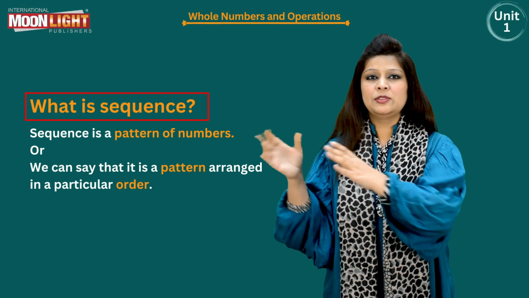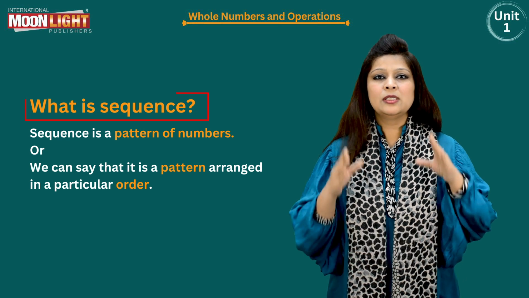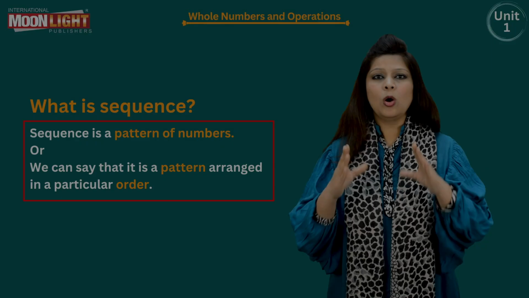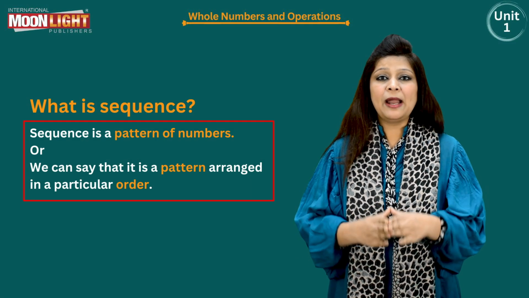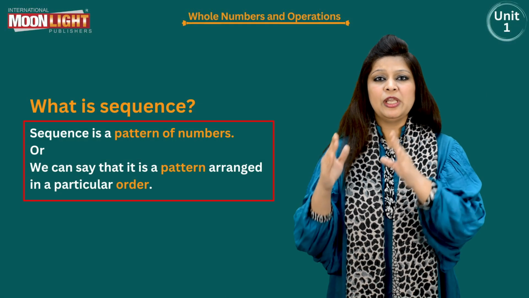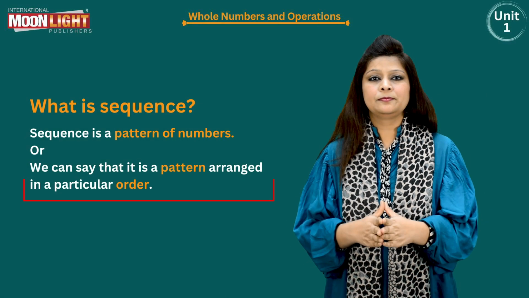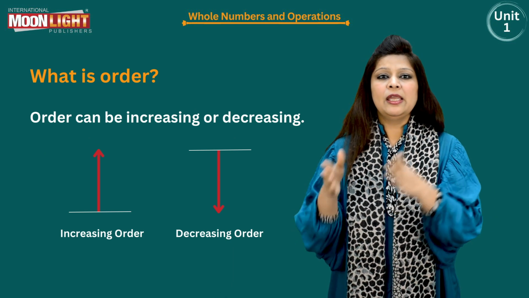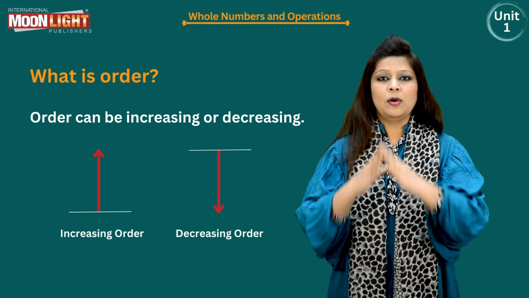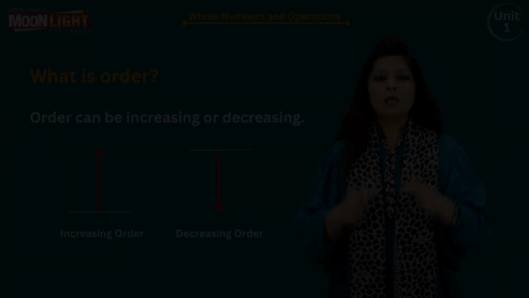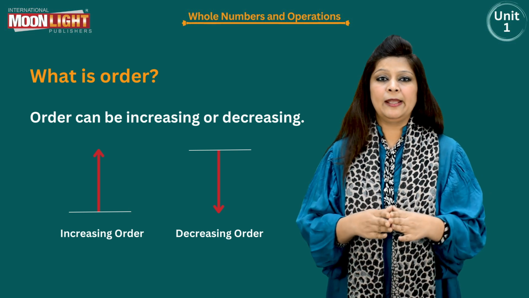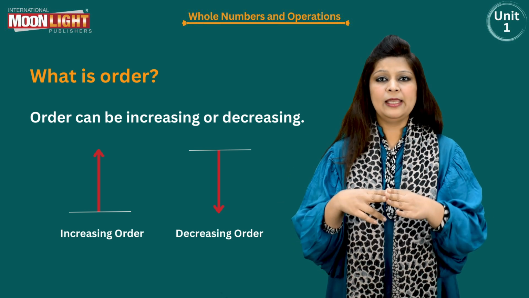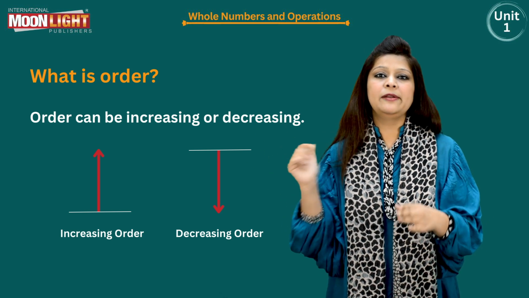What is a sequence? A sequence is a given set of patterns or numbers, or we can say that it is a pattern of numbers arranged in a particular order. Now, what is order? Order can be increasing or decreasing. Order is actually the arrangement. Now, this arrangement can be ascending or descending, which means I can say it is increasing or decreasing.